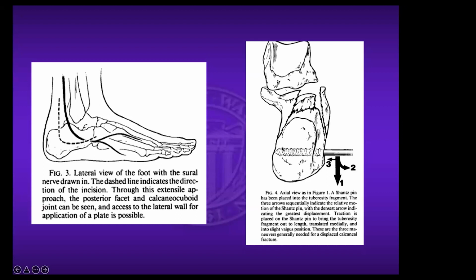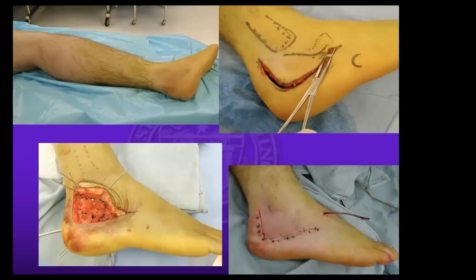So until you pull that tuber back down, and we created these arrows in the original document to show the 3 directions that you have to move that tuber. And the relative thickness of those arrows is intended to show the amount of that change. It's primarily pulling it down and away from the talus, and then rotating it out of varus, and then medializing it. And once you do that, then putting the anterior process together is easy, and the posterior facet is the easiest of all.